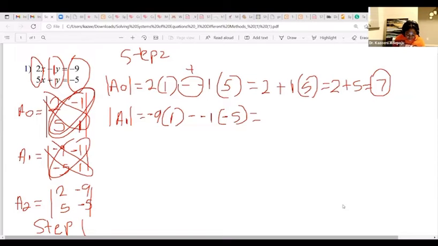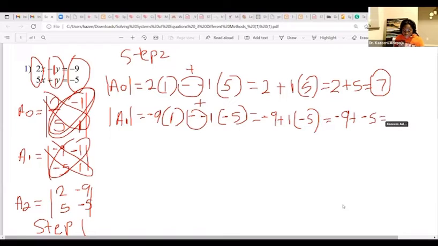We have -9 times 1, which is -9. And anytime minus and minus meet, it's going to be a plus. So +1 times -5 equals, now we have -9 plus, and what is 1 times -5? 1 times -5 is -5. And then -9 plus -5, you're going to get -14. So it's going to be -14 over here. And we just got the determinant of A1.